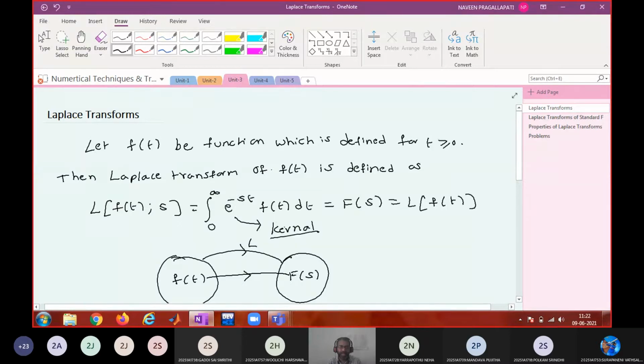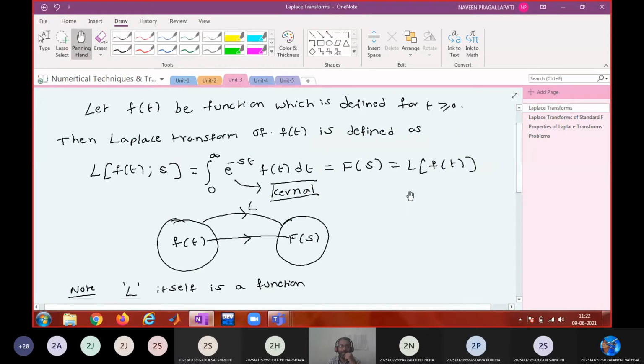So the kind of transform depends on the kernel. Different transforms will have different kernels. For a Laplace transform, kernel is e power minus st, and the input function is f of t. And so output is a function of s. So this improper integral is a function of s that we are denoting F of s. So this is by default Laplace of f of t.